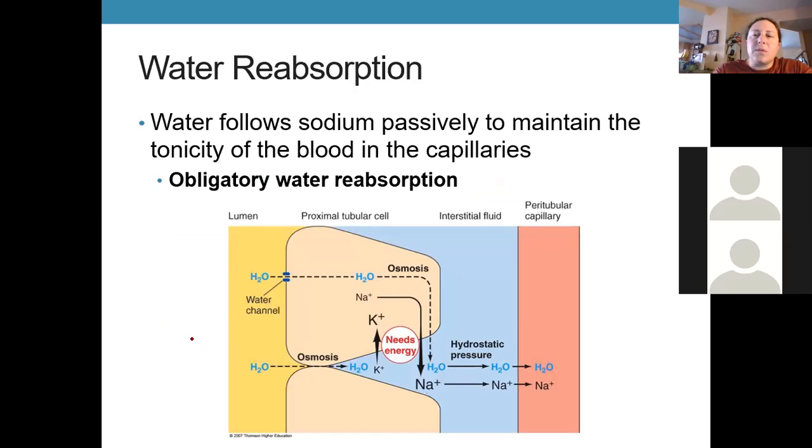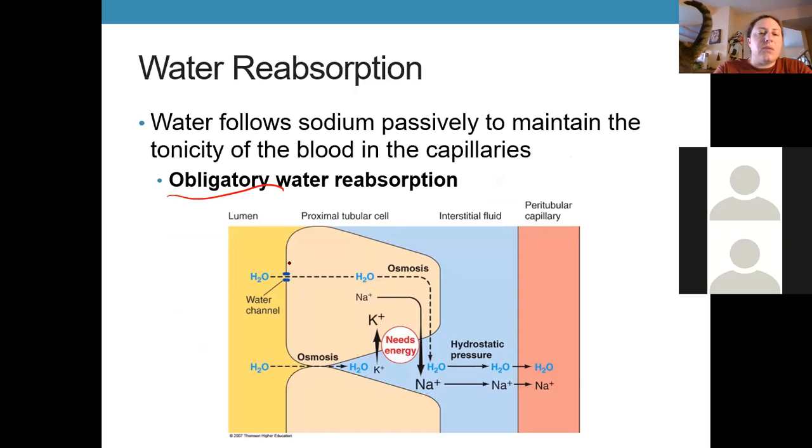This water reabsorption that takes place here is something called obligatory. If something's obligatory, that means it has to happen. And so all the water movement in the proximal convoluted tubule happens every single time we make urine. This is as opposed to water reabsorption farther down the tube, which is variable. And we'll talk about that when we get there.